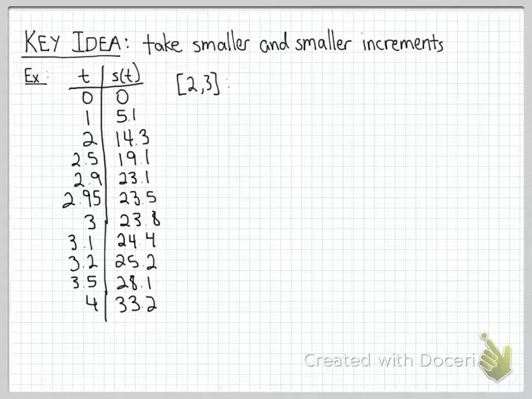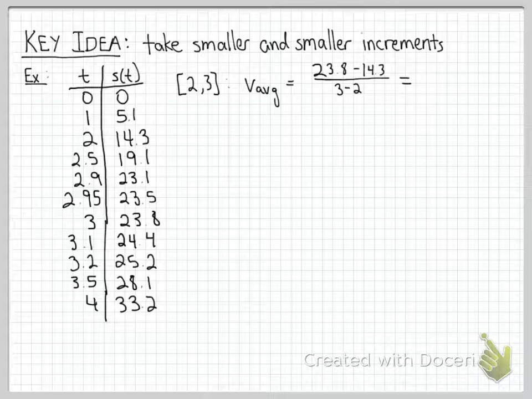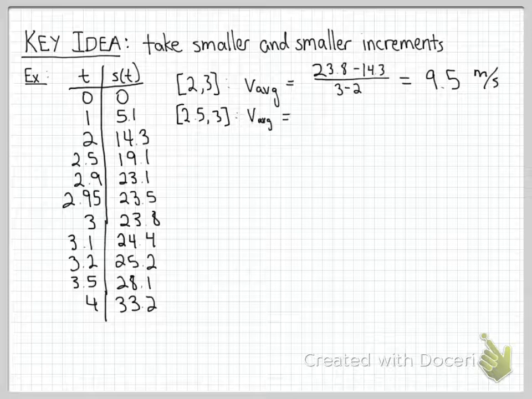Okay, so we want intervals near 3. Here's an interval near 3, the time interval from 2 seconds to 3 seconds. If I want to compute the average velocity over that time interval, it's a change in position over change in time. So change in position is the position at the end of that interval, 23.8 meters, minus the position at the beginning, 14.3 meters, over the change in time, 3 seconds minus 2 seconds. That's pretty easy division to do. That's 9.5 meters per second.